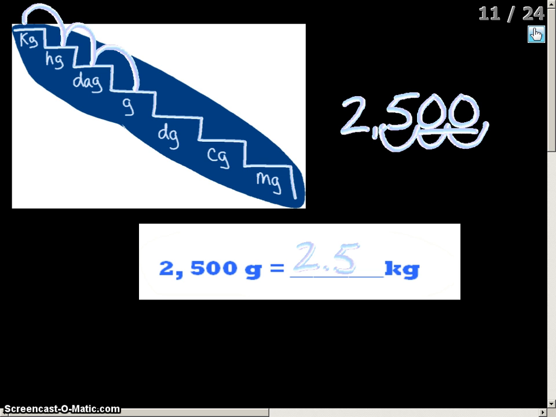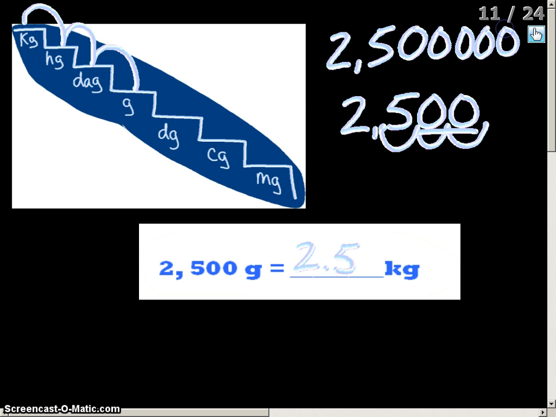Once again, think about your answer. Make sure it makes sense. If I didn't know whether to move my decimal to the right or to the left, that would mean I would add 3 zeros to this number, which means my number would be 2,500,000, which does not make sense. In other words, 2,500 grams will not equal 2,500,000 kilograms. So it's important to make sure you check your numbers and make sure it makes sense.